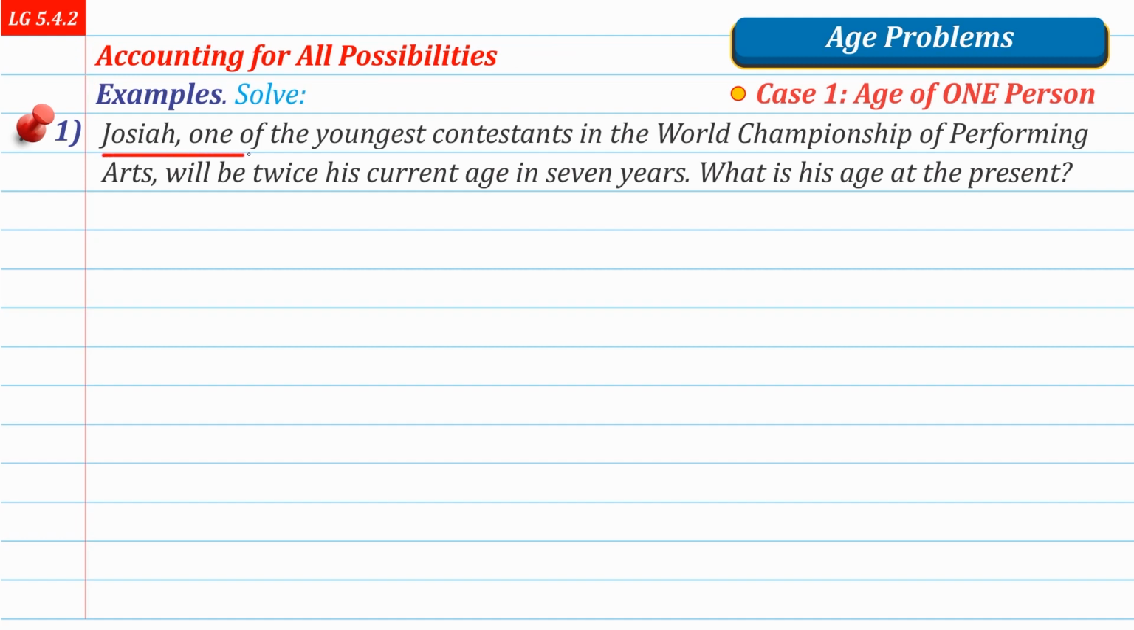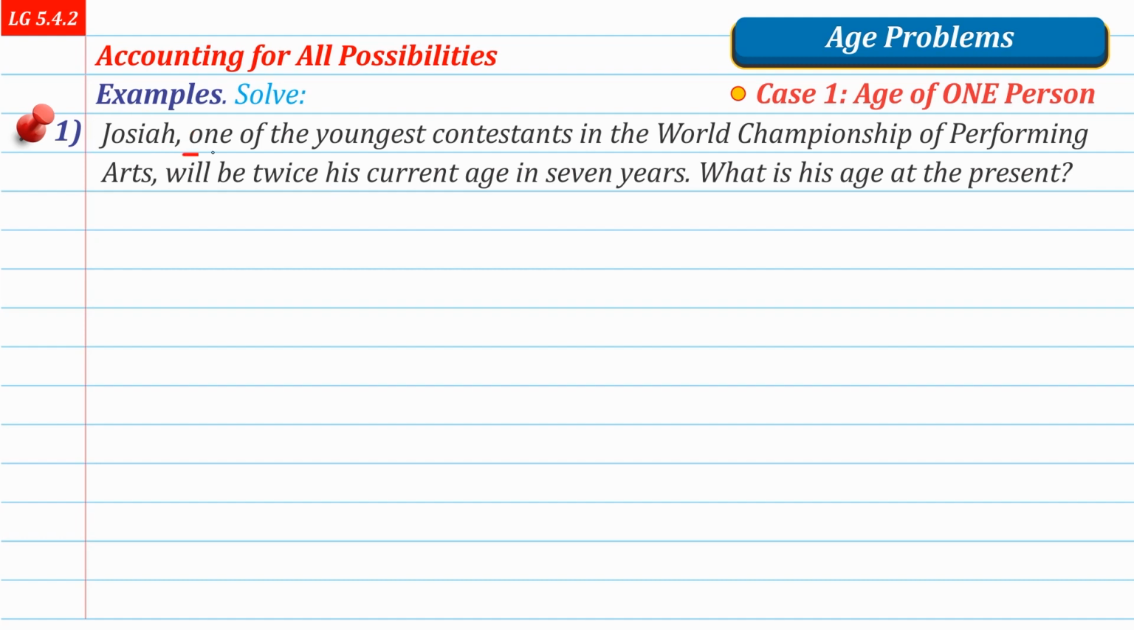Josiah, one of the youngest contestants in the World Championship of Performing Arts, will be twice his current age in 7 years. Sir, uwian na. Tama na. Ano ibig sabihin? Huwag kang magpanik. Okay, kaya natin yan. What is his age at the present? Well, at the present, at present. Ayun na naman yung mga typo error ng sir na yan. Okay, let's look or read the problem first.